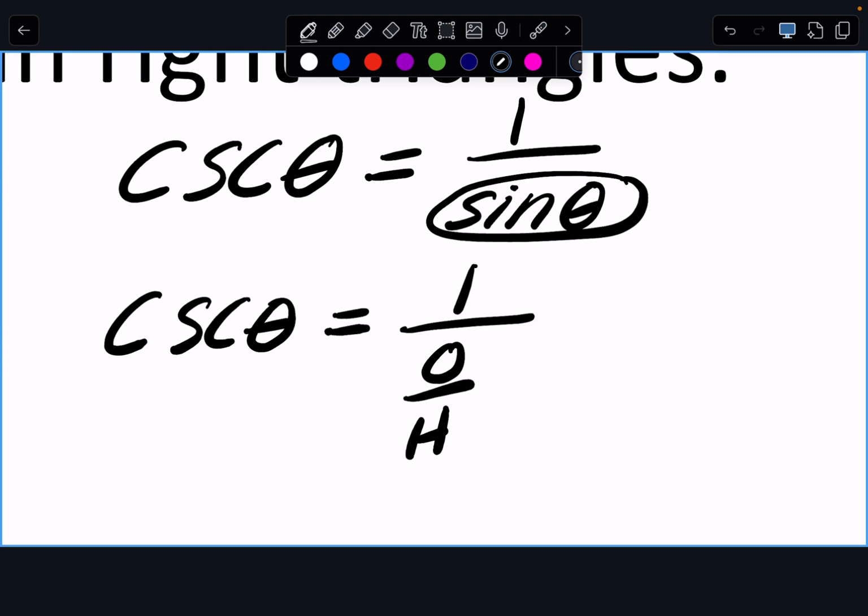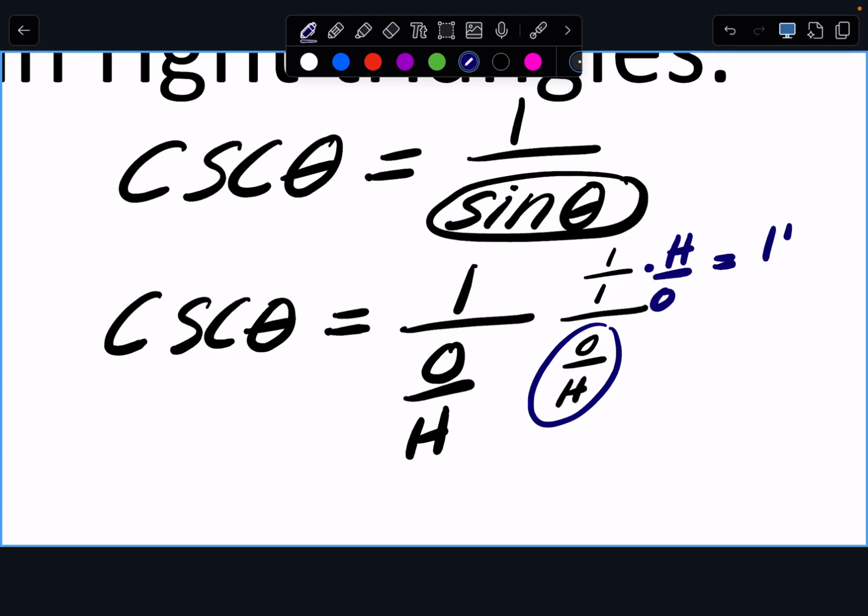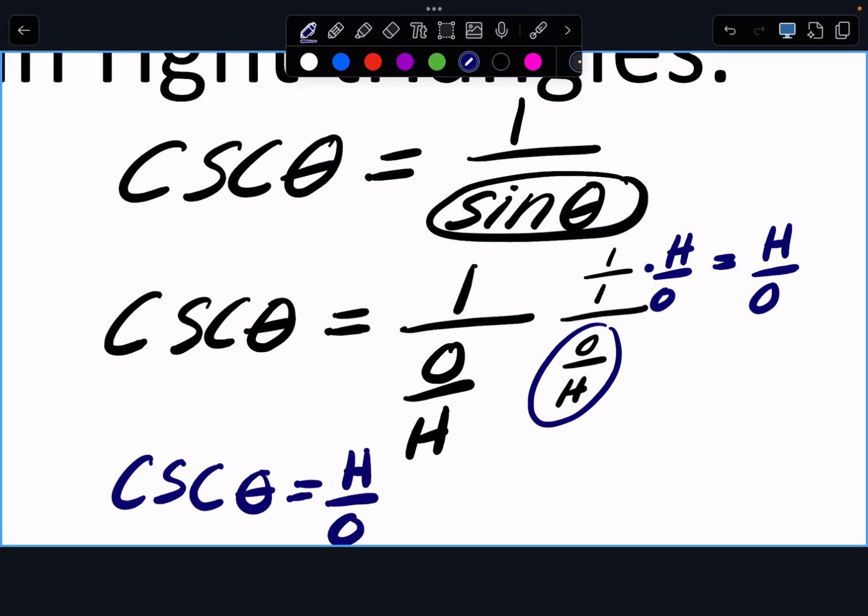Everyone, you with me? Dividing fractions can be hard for people. So I recommend writing that 1 as 1 divided by opposite over hypotenuse so that you can get your placeholders right. I didn't even start doing that till calculus, when I was missing easy points by dividing fractions and putting it in the wrong spot. Dividing fractions is easy as pi: flip the second and multiply. So it's h over o. There we go. Cosecant theta is h over o.